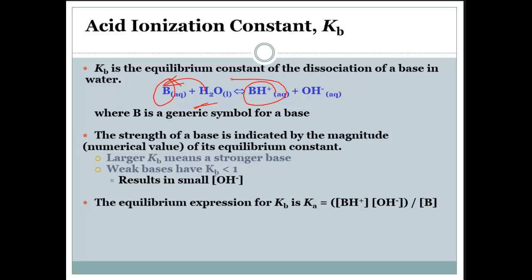The strength of the base is indicated by the magnitude or numerical value of the equilibrium constant once again. The larger the Kb means the stronger the base. The smaller the Kb, the weaker the base. Remember, less than 1 is referring to 0.0000 something. And this results in a very small value for OH-. Just like the Ka, we have the equilibrium constant here of BH+ times OH- over B.